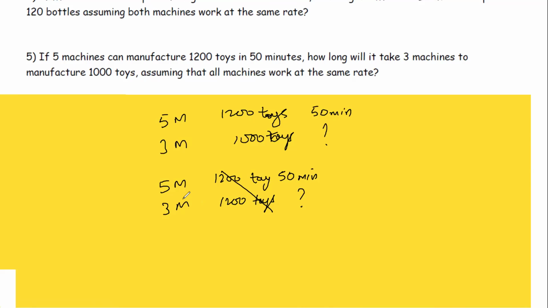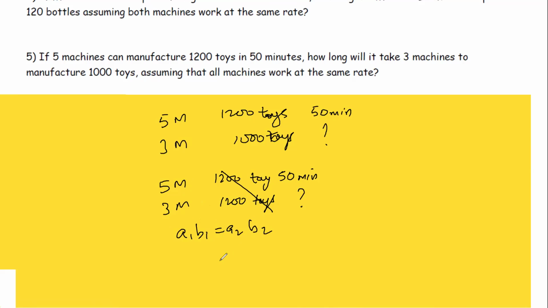Correct. If the task is constant, then 5 machines will take 50 minutes. 3 machines, less number of machines, will take more time. So this is the important part. You need to figure out the relationship. Correct. Accordingly, you can apply the A1 B1 concept, whether you use A1 B1 equal to A2 B2 or A1 upon B1 equal to A2 upon B2. So this one is inversely related, right?